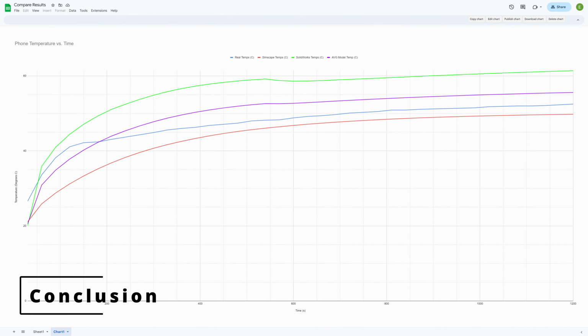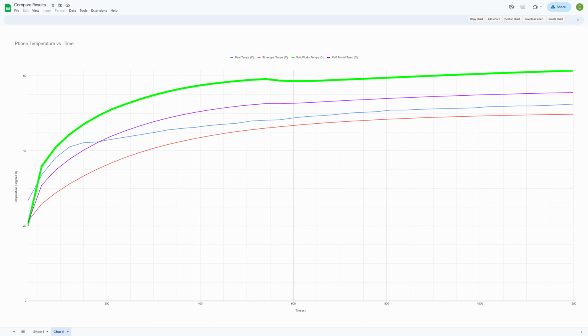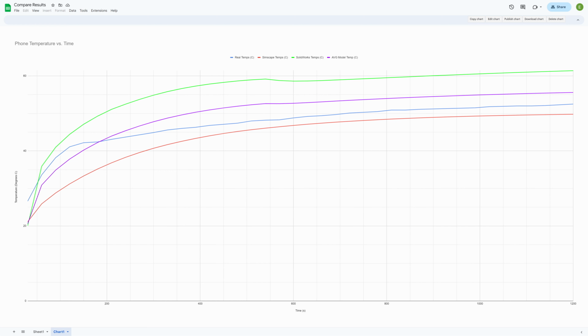To sum up the findings that we have for this project, you can see here that we plotted our real temperatures that we recorded with the FLIR camera in blue. We have our SimScape model in red, and then our SolidWorks model in green. So both of our models follow the same curve as the real temperatures that we recorded, and they roughly plateau at the same point, which is about 800 seconds into our working time with the phone under load.